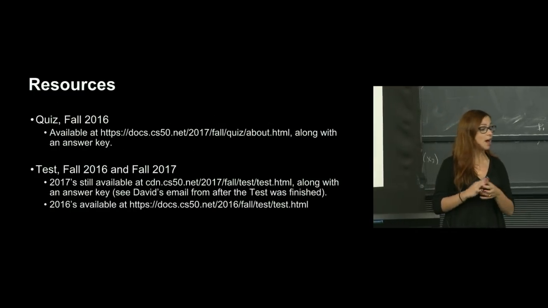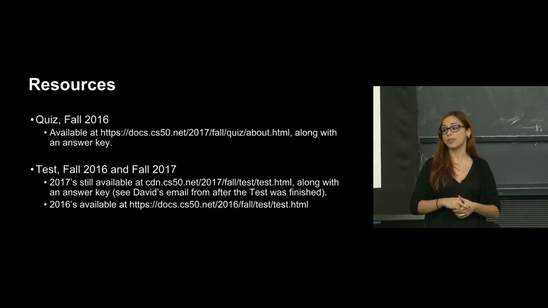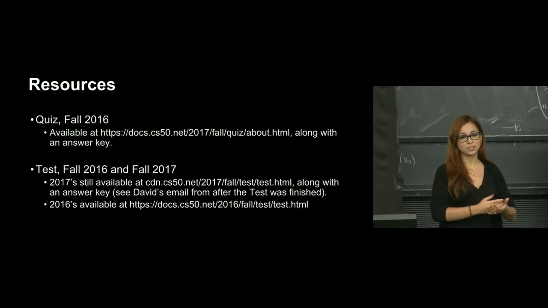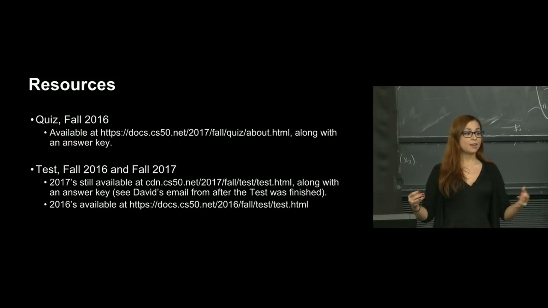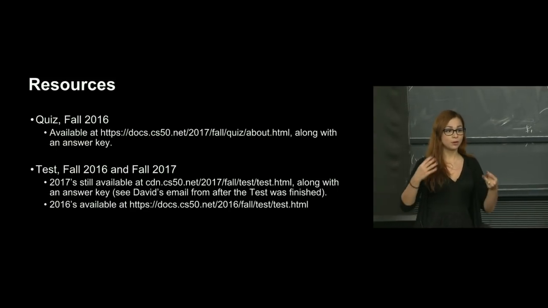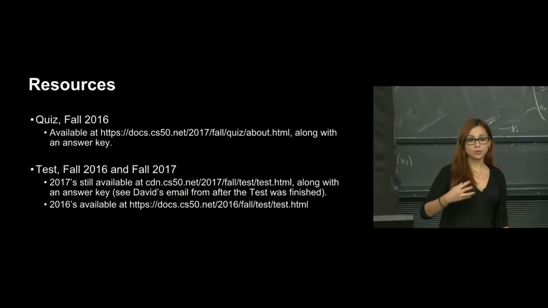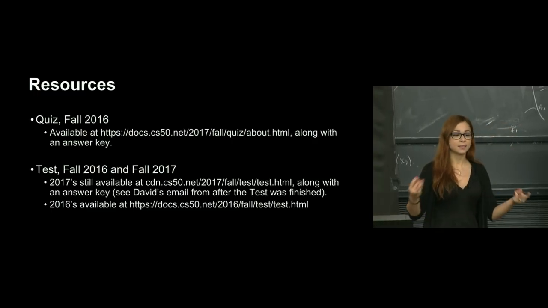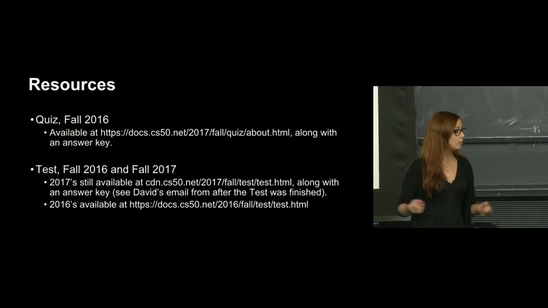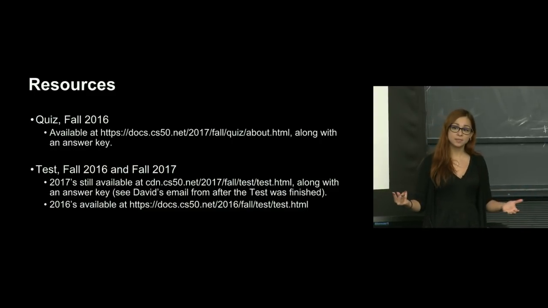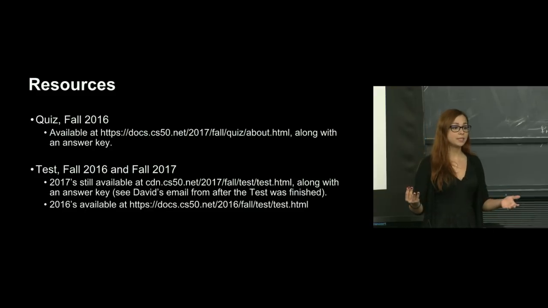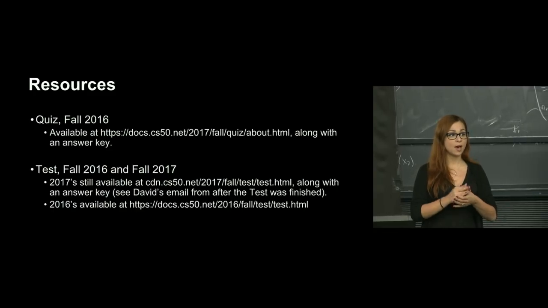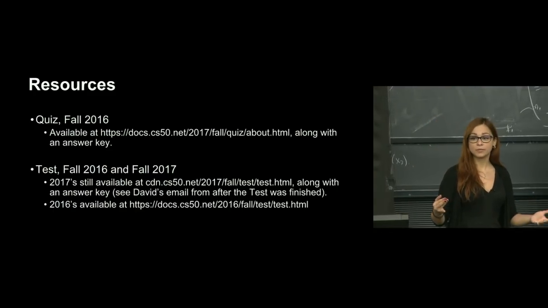Final resources: the quiz from fall 2016 is posted on the About section for this semester's quiz. Make sure that you go through all the questions, actually attempt the questions first before you look at the answers, and make sure that you actually walk through and figure out how you would answer the question, and then refer to the answer to adjust the way that you've thought about it, and ask us any questions tonight as well if you have any about them. The tests from fall 2016 and from fall 2017 are both still available. For fall 2017, refer to David's email after the test for the answers. And the fall 2016 answers are also still available on the course website.